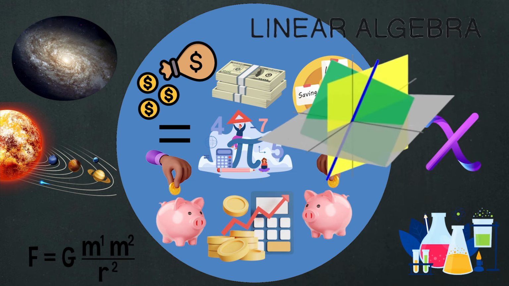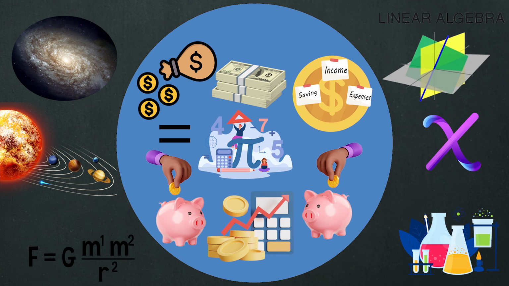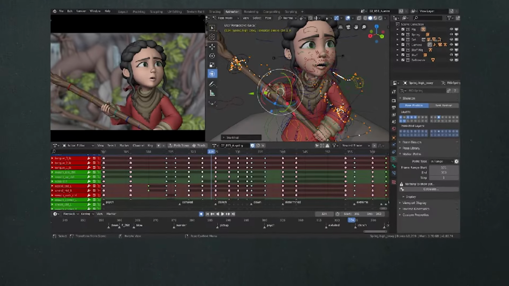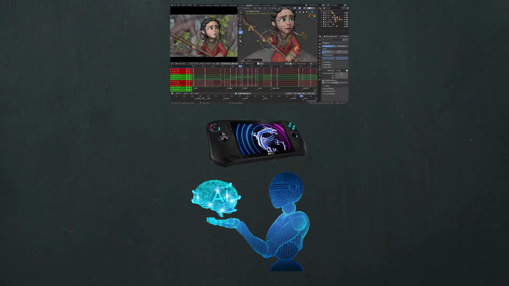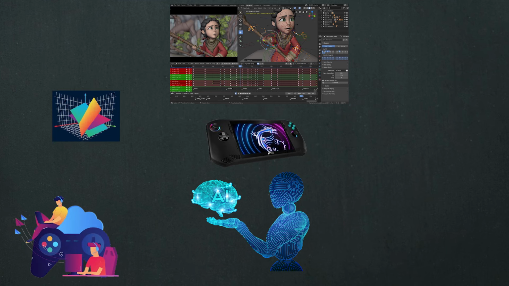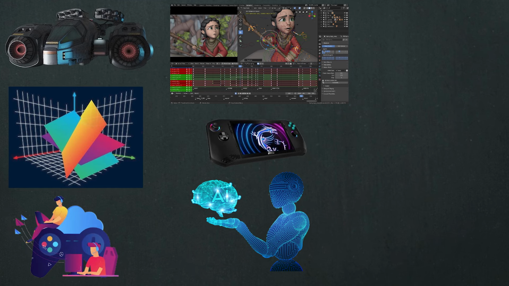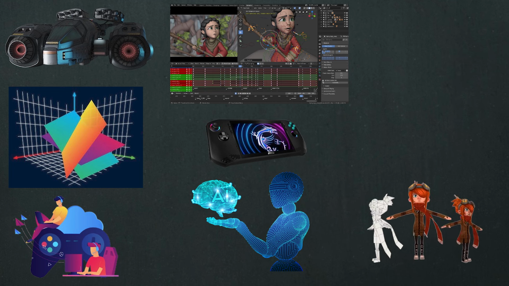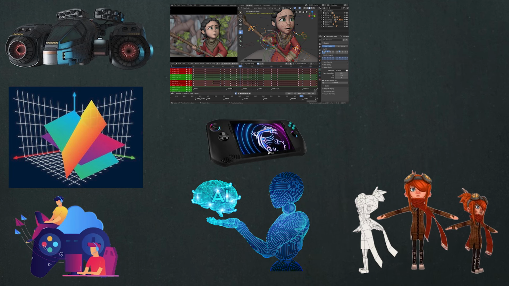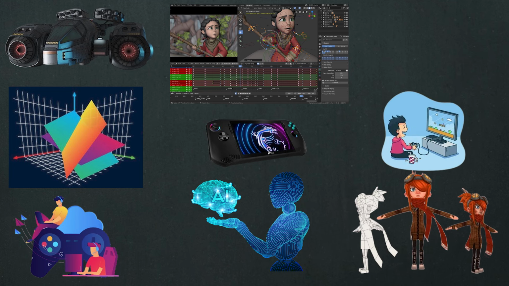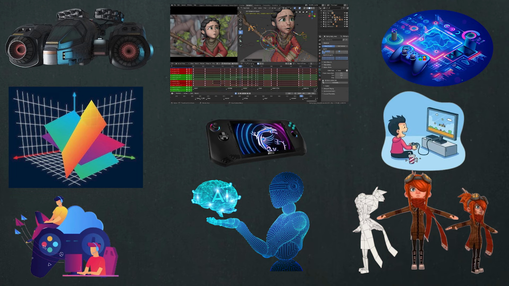There's a more advanced form called linear algebra, which uses matrices and vectors to solve much more complex problems, like how graphics in video games are rendered or how AI makes decisions. Example: in video game development, matrices are used to transform objects in 3D space, allowing characters to move and rotate in a realistic way. When you turn your character, linear algebra calculates the necessary transformations to make it look smooth.